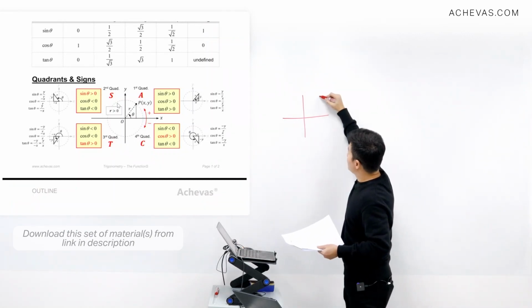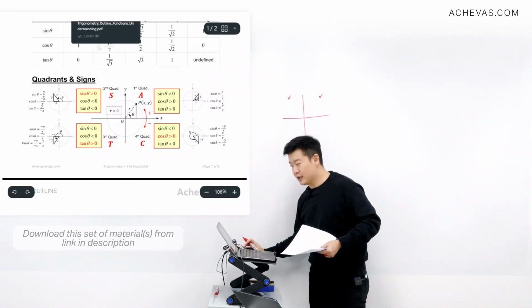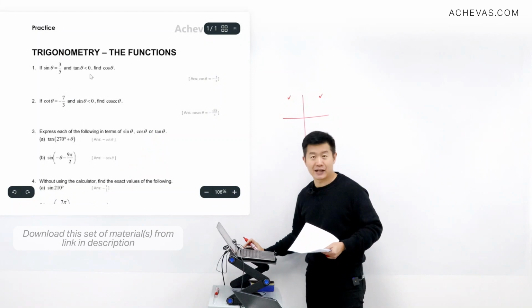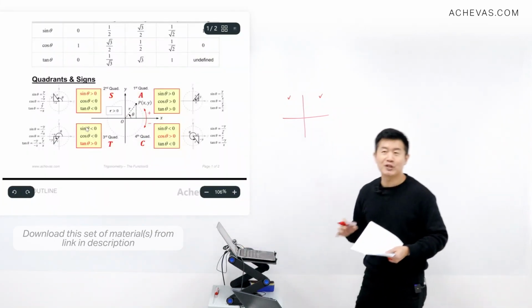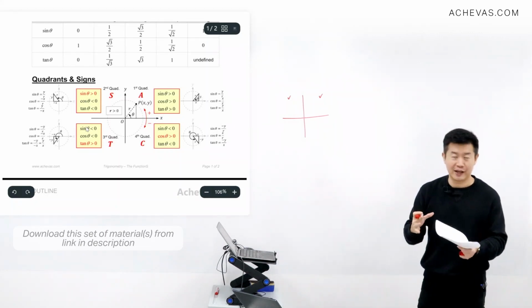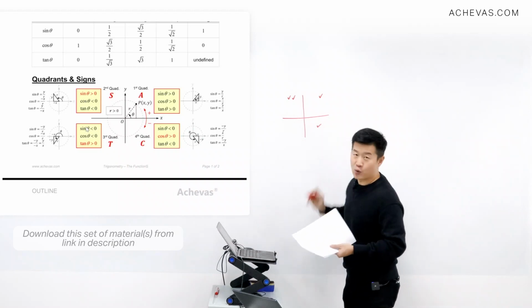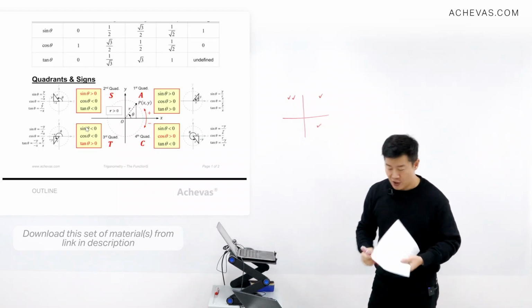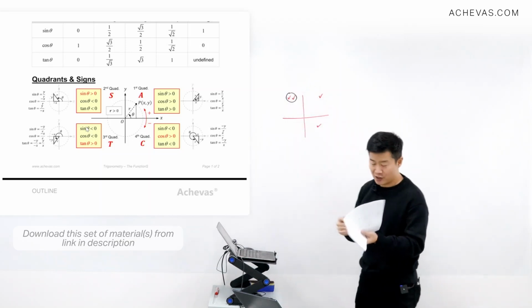So for sine theta to be positive, it is going to be either here or here. And according to the question, tangent theta is negative. So according to "add sugar to coffee", which angles, when I do a tangent of the angle, is going to be negative? It is going to be negative in the second quadrant and the fourth quadrant. Tangent is going to be negative. So where do you think is the angle theta? The angle theta is going to be in the second quadrant.